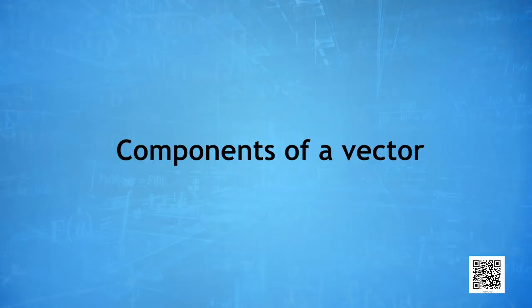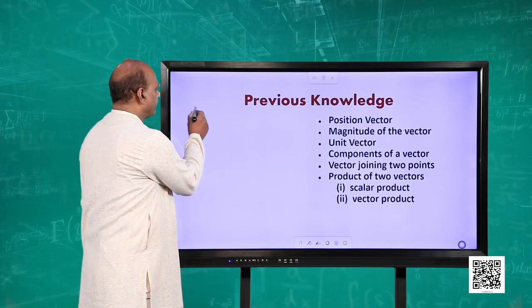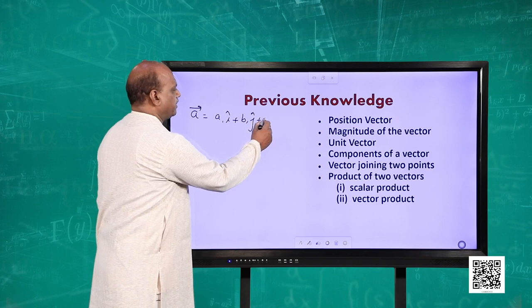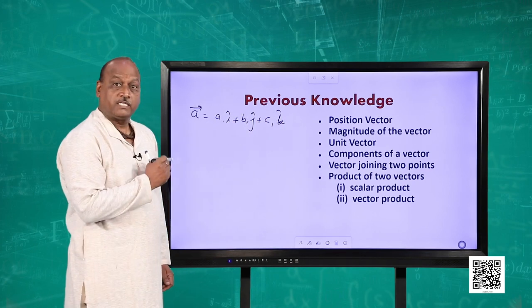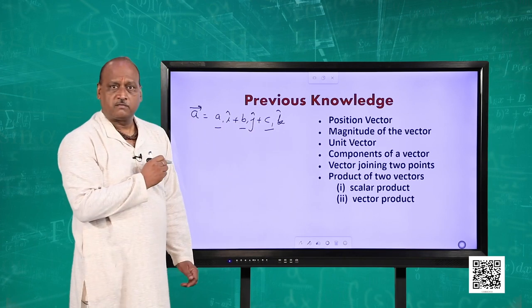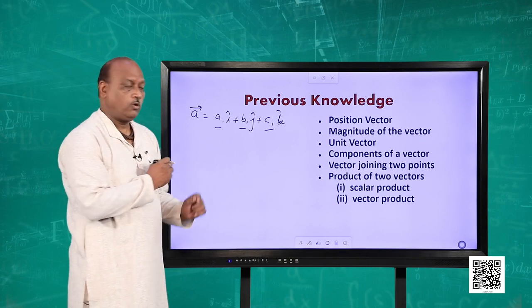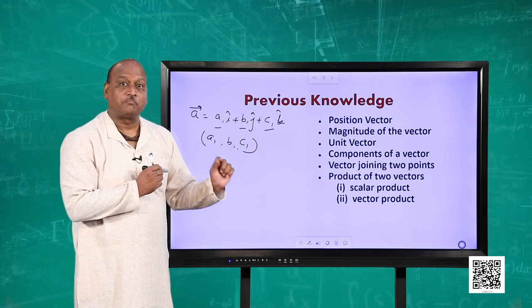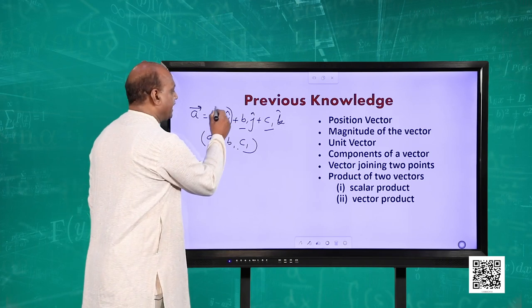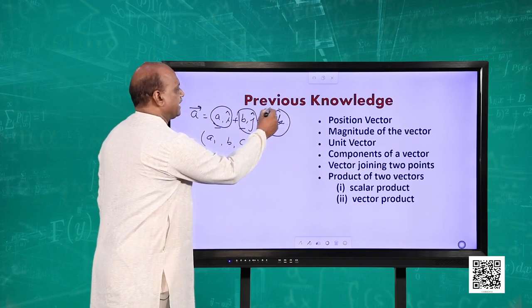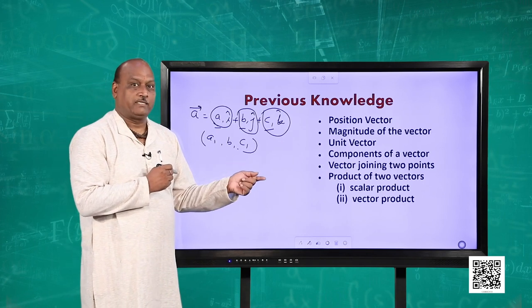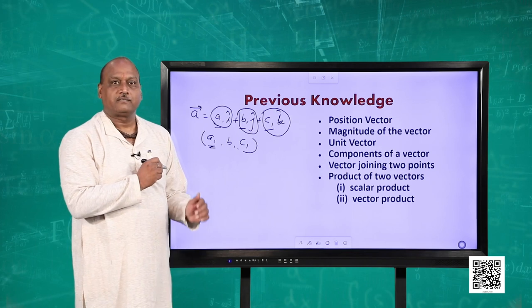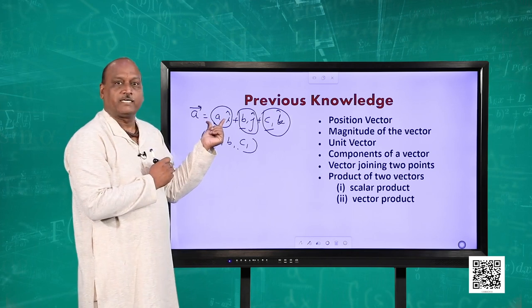Next is components of vector. Let vector A equal A1 i cap plus B1 j cap plus C1 k cap. Then A1, B1 and C1 are scalar quantities. So, A1, B1 and C1 are scalar components, and A1 i cap, B1 j cap and C1 k cap are vector components. Means if direction is included with the scalar quantity, then we have vector component.